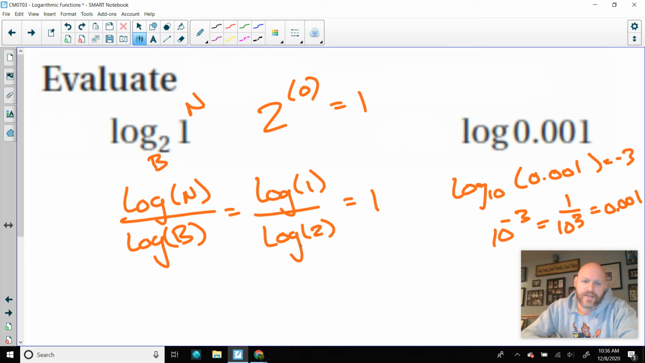What we are doing is typing these into the calculator. Log of 1 over log of 2 gave us the number 0, and a log of 10. Oh, sorry, there is no base 10. You can just type it in straight up. So the log of 0.001 gave us that -3 right out the gate. And that's how that works.